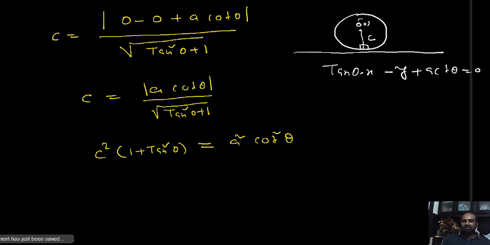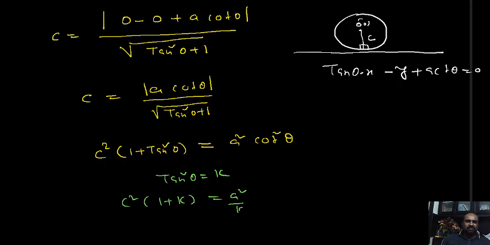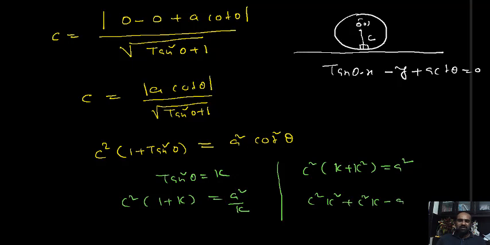So I want to find the tan square theta value, no? For my convenience, tan square theta is taken as some k. Then c square into 1 plus k equal to a square by k, because cot square theta is 1 by tan square theta. Cross multiplication gives c square into k plus k square equal to a square. In other words, c square k square plus c square k minus a square equal to 0, a quadratic equation. I will write on the next page what I got.